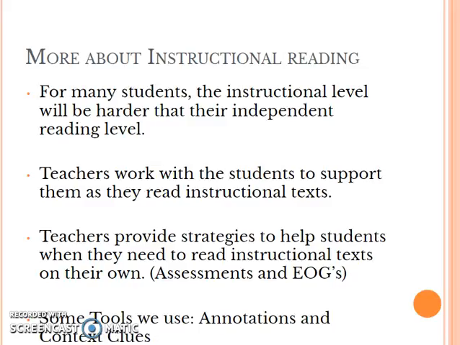Teachers provide strategies to help students when they need to read instructional texts on their own, like the assessments that we have and EOGs and benchmarks. Some tools that we use are annotation and finding context clues for words that are unfamiliar or hard, and making inferences about our texts using clues from the text to find the meaning. And we'll talk a little bit more about that in a minute too.